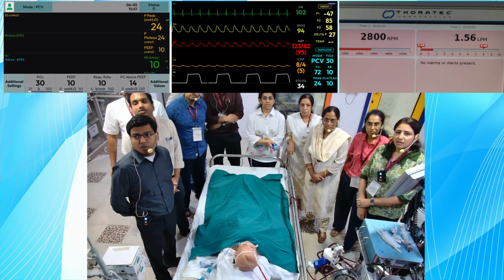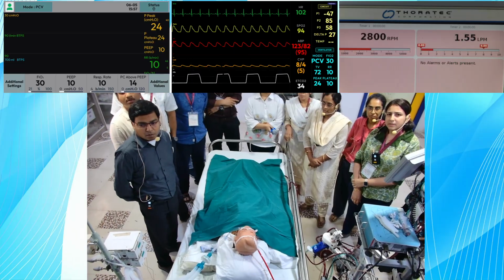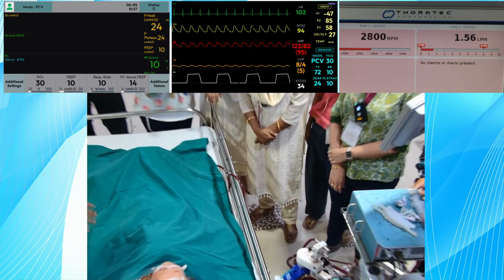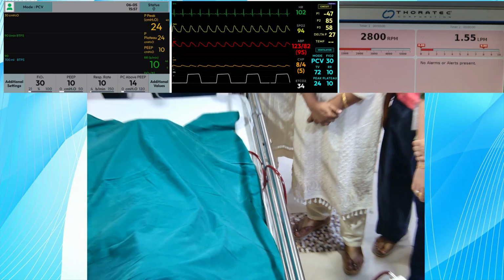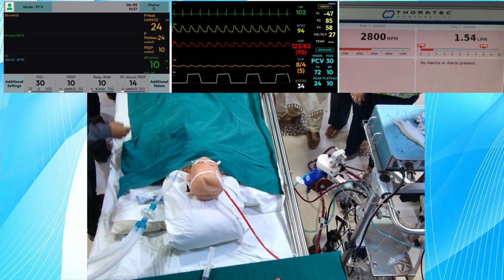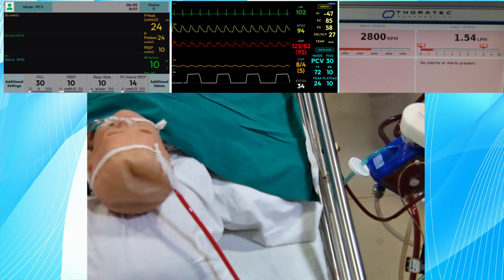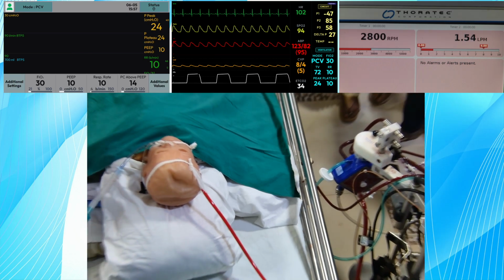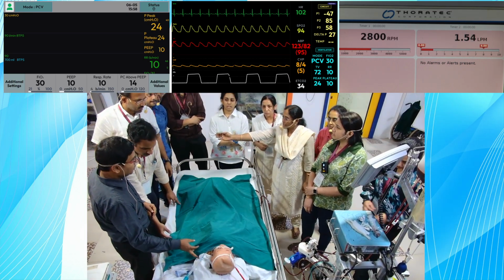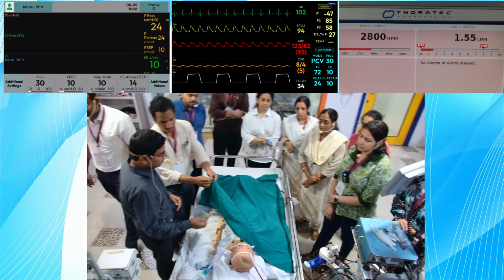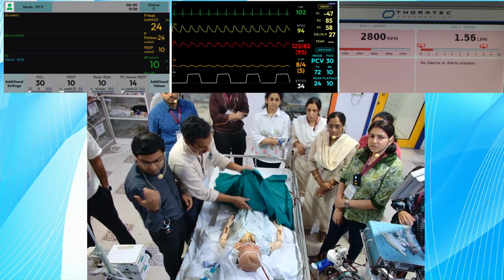P1 is negative, minus 47. So we have to rule out all the causes of this. It could be a clot, it could be a displacement, it could be a kink. So we'll expose the patient and see if there is any kink. Two of you take care of the ventilator. Please look at the saturation on the ventilator and maintain it.